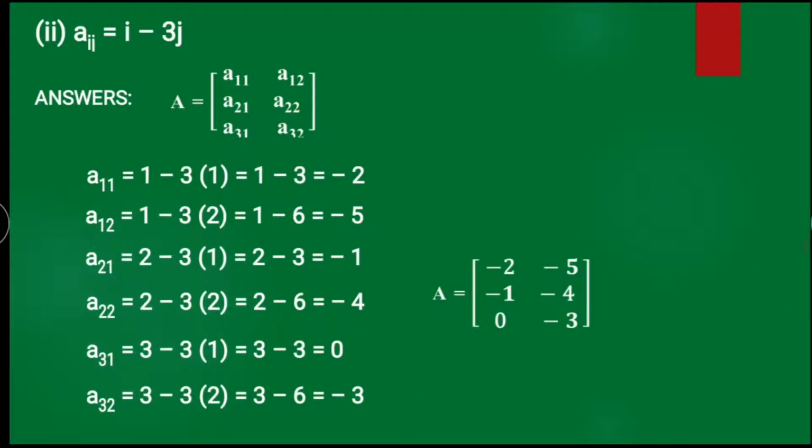So the required matrix we write A equals to, in first row we write minus 2, minus 5, in second row we write minus 1, minus 4, in third row we write 0, minus 3.